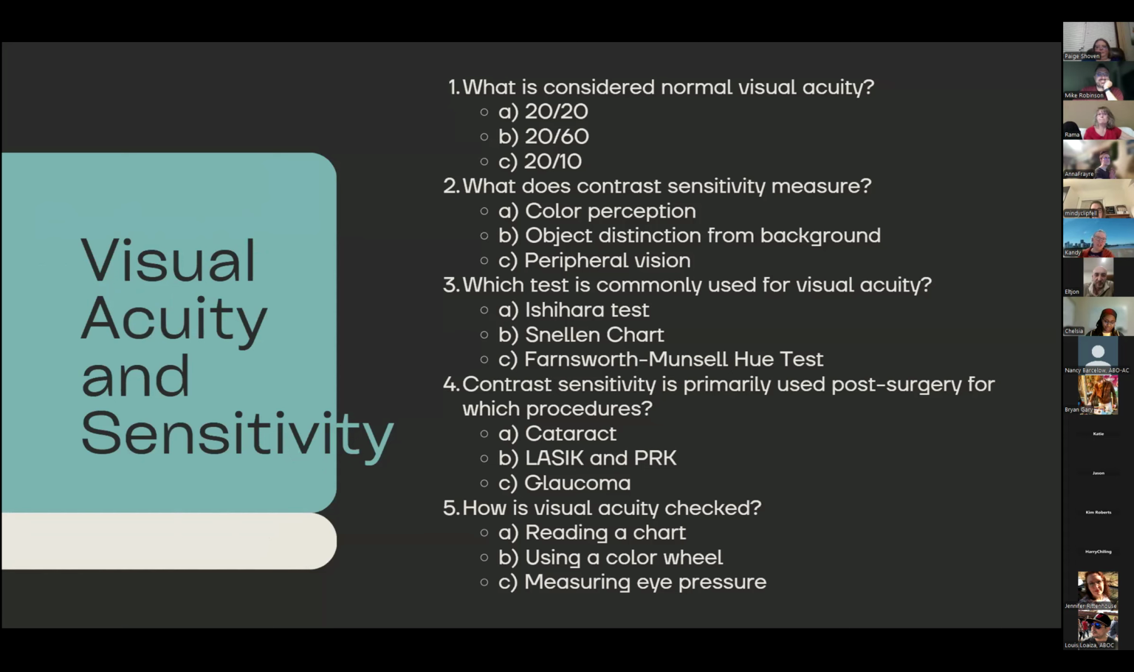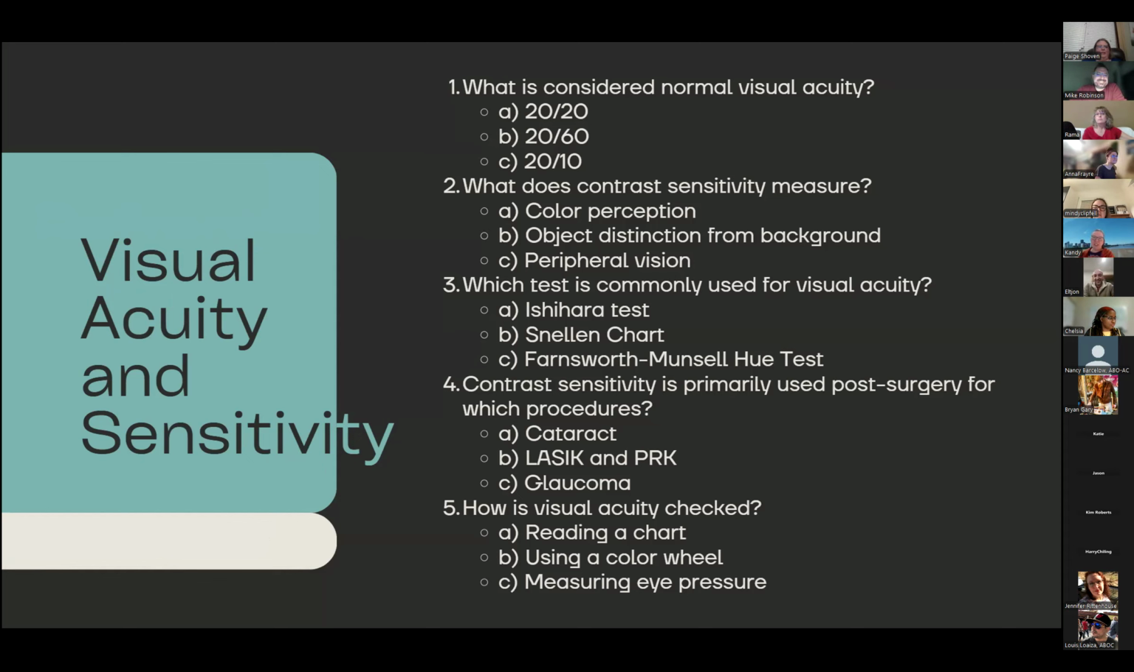For visual acuity and sensitivity, number 1, what is considered normal visual acuity? 20/20, 20/60, or 20/10? In the United States, we're the only ones that use this terminology. Yeah, Fahrenheit. Just wait for your ABO. I agree with that.